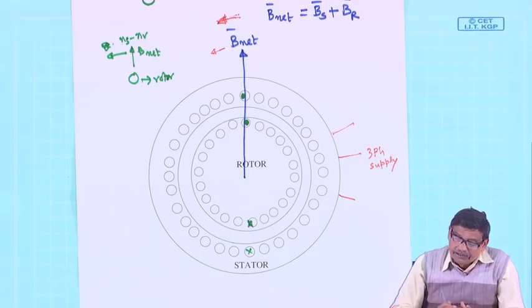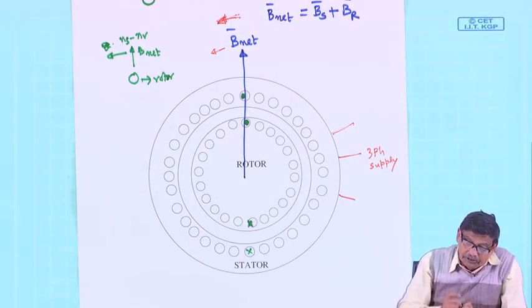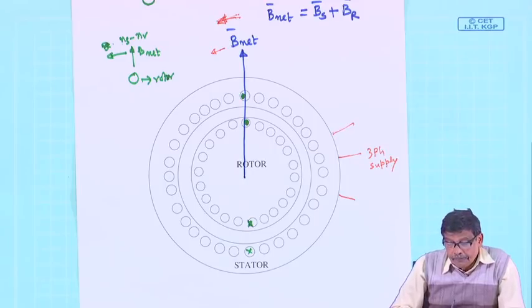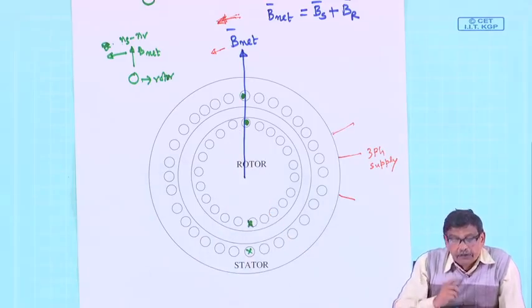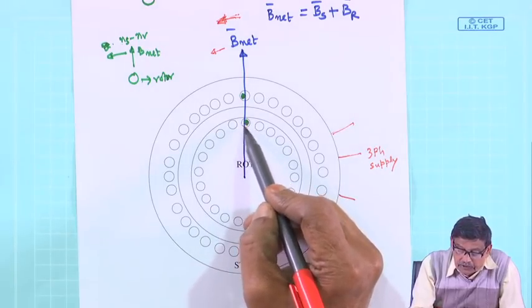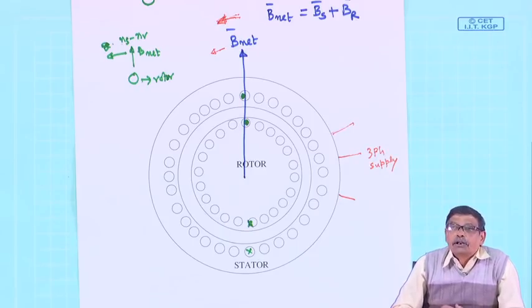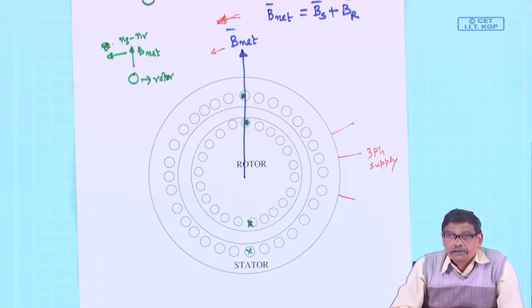Now, the question is, suppose I ask you, this is the maximum induced voltage. Now, take the case of the rotor winding, this rotor coil. I now want to sketch the rotor field. Suppose I want to know where the rotor field is.